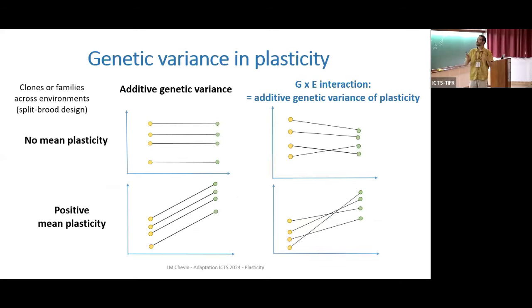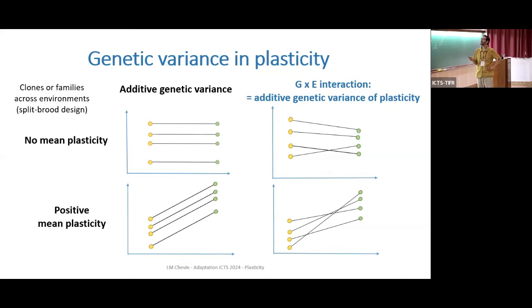Then we've seen graphs like this before. The traditional way of thinking about this, when you have, for instance, two environments, is that these lines here are different genotypes. So when it's a sexual species, you have families, and you do what's called a split brood design, I think. Bruce can confirm that. You put the offspring from the same family in different environments, basically. This has been worked out a lot by Sam Scheiner, in particular. So if they have the same response to the environment, there's no mean plasticity. Here they have positive mean plasticity.